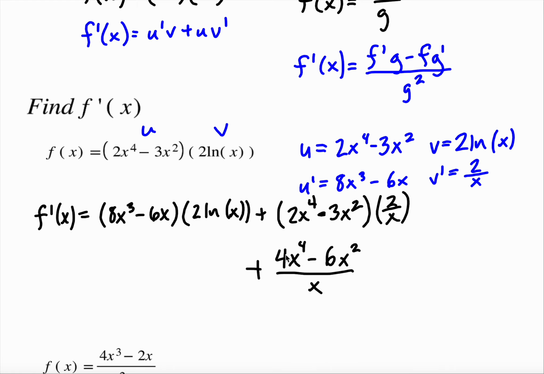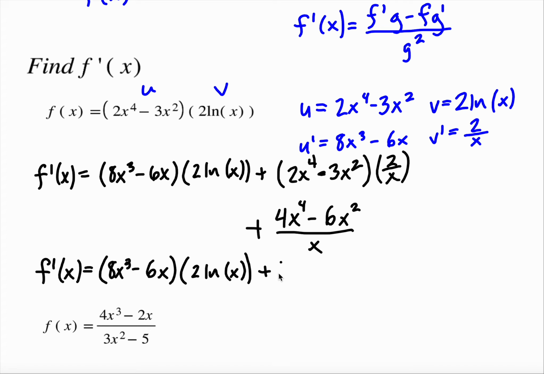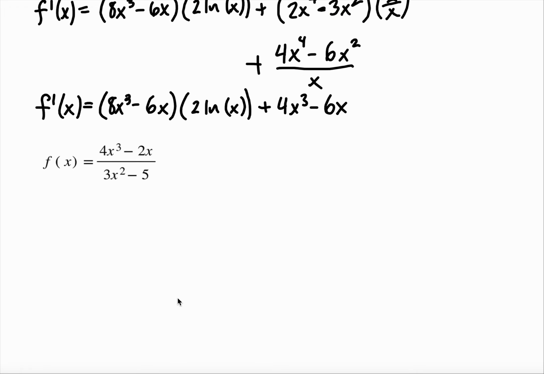Well, notice when you do this, right, one of the x's is going to cancel out from every term. So if I do that, now I can write my final answer. The beginning part is not going to change, but what I do here at the end is going to change. So I get 8x cubed minus 6x, 2 natural log of x. And then this is going to become plus 4x cubed minus 6x. Notice how an x cancels from both of those, and then this one goes away. So that's going to be your final answer for the derivative there. Okay, let's move on to the next one.